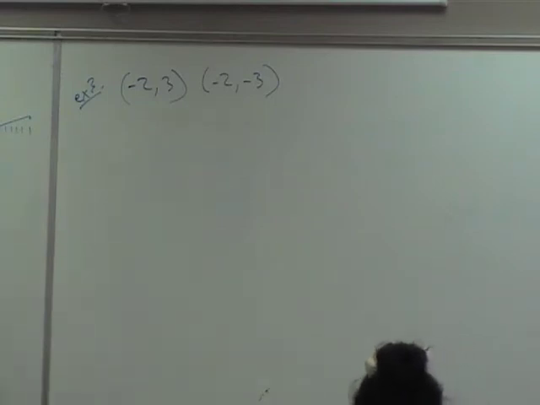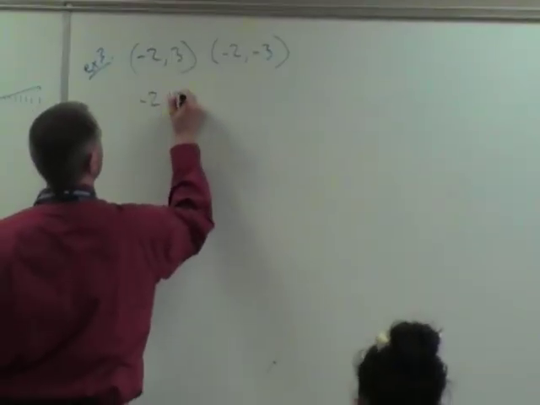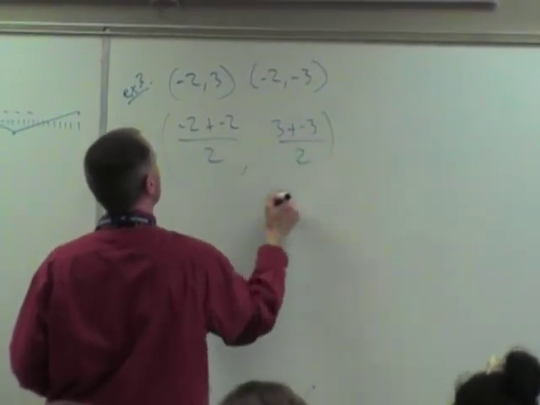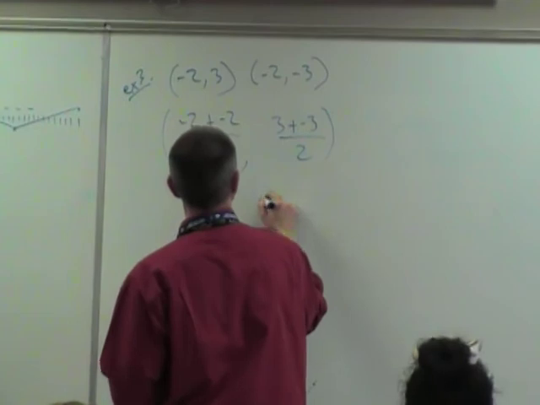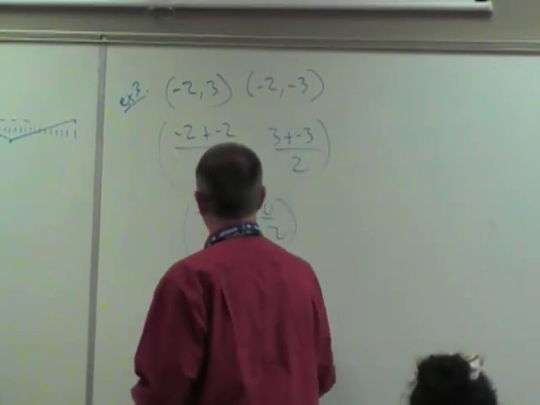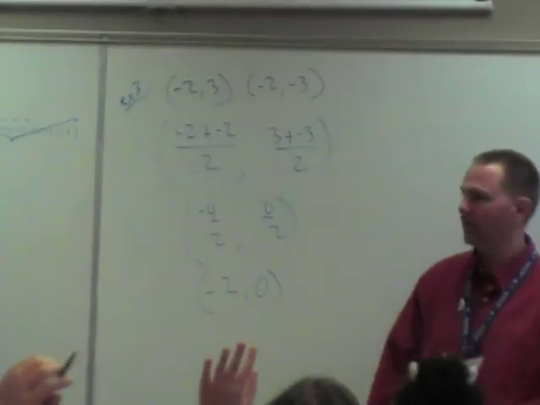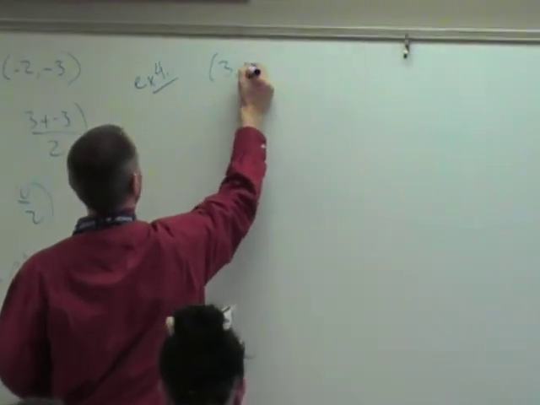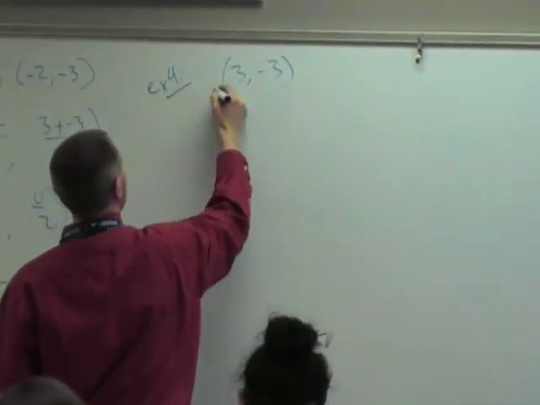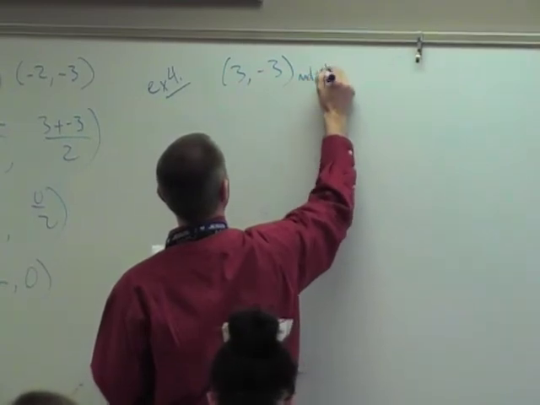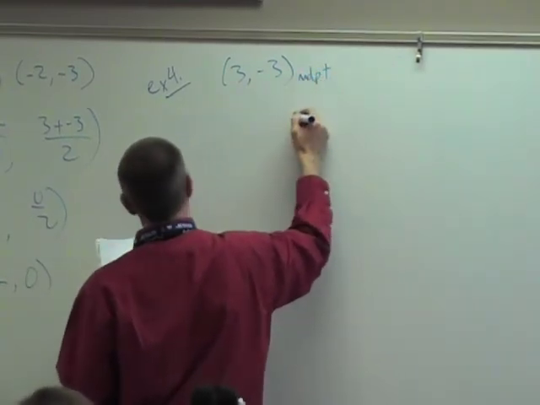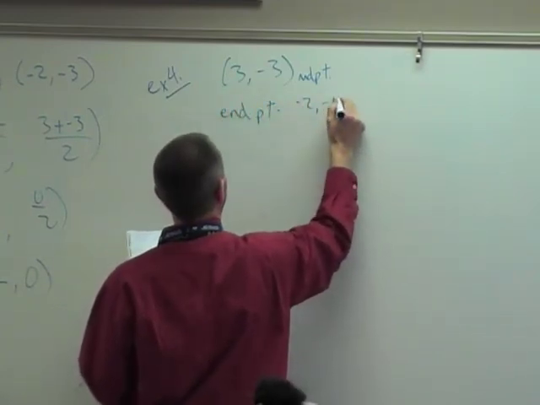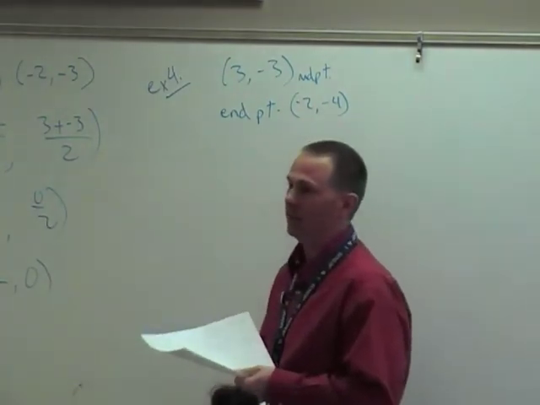All right. Sophie, what'd you get? Negative 4 over 2, 0 over 2. That's negative 2, 0. We got that right? Oh, you guys are brilliant. All right, let's see how smart you are. For those of you who have not seen this. 3, negative 3, and that's the midpoint. That is your midpoint. One of the endpoints is at negative 2, negative 4. Find the other endpoint.